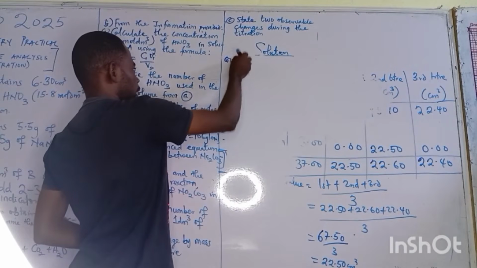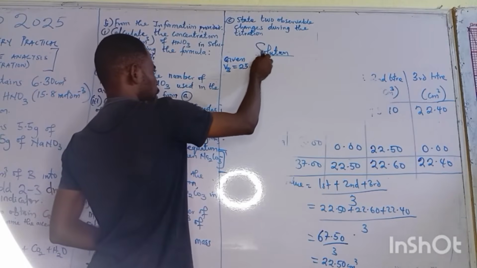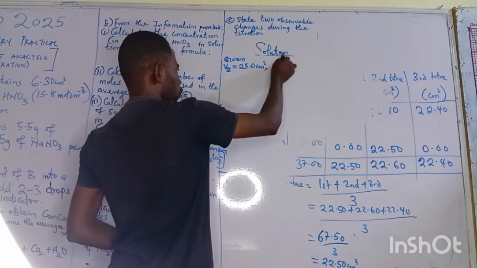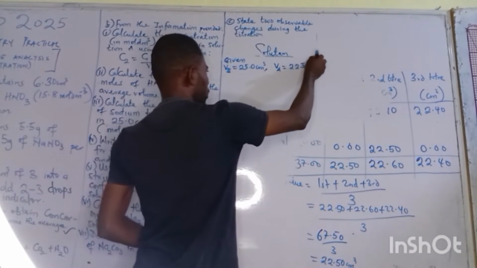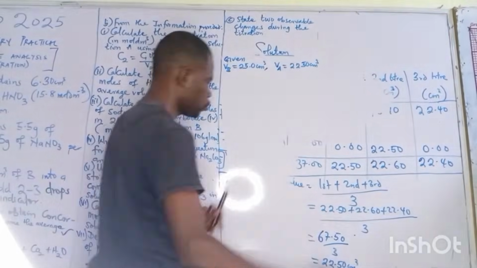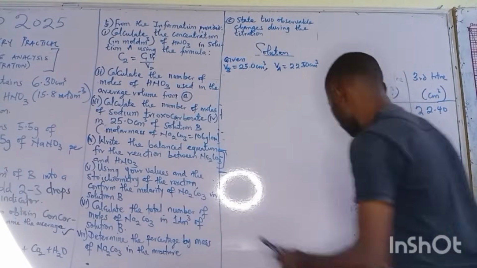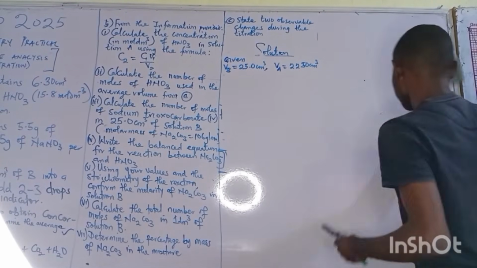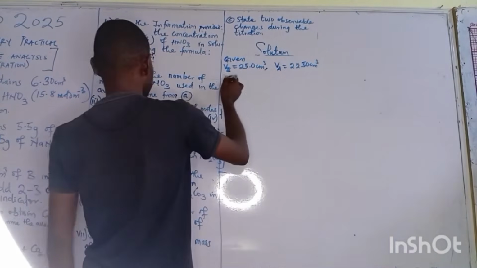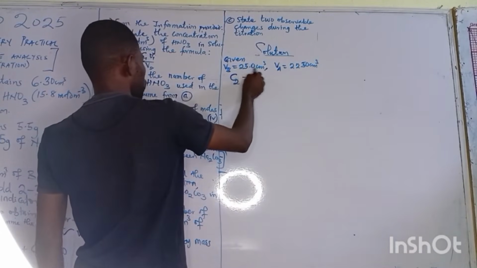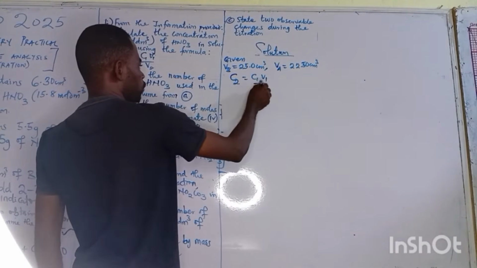Remember, I have achieved my VB, volume of base, as 25.0 centimeter cube. That's what I'm using. And my VA, the volume of acid, I have achieved 22.50 centimeter cube. I think that's very crucial information that I need to keep. Now, moving to this D1, they said we should use this formula: C2 equals C1 V1 over V2.